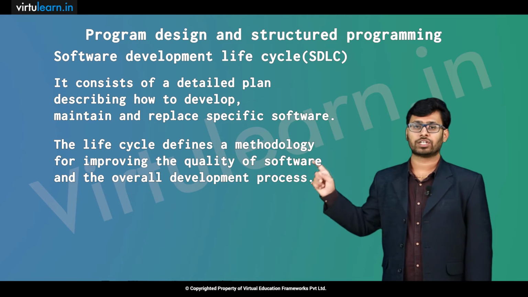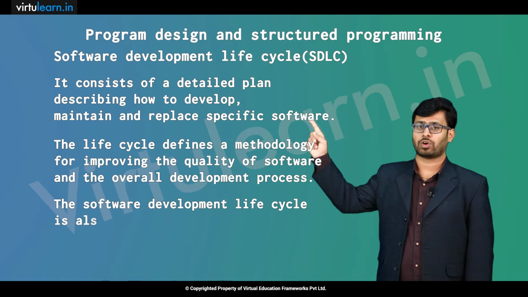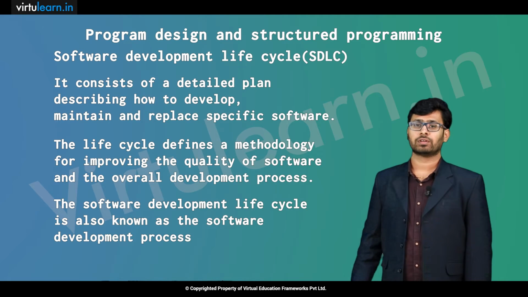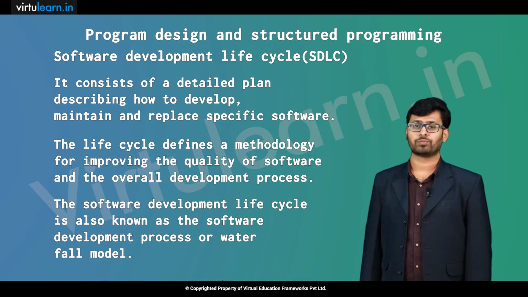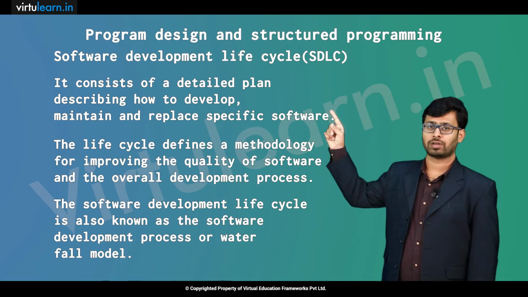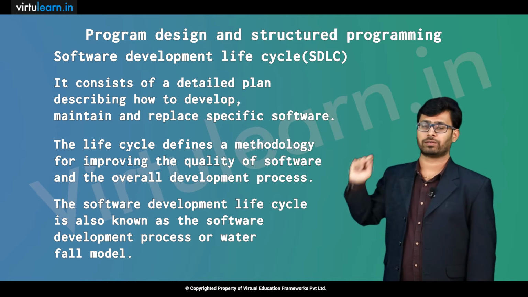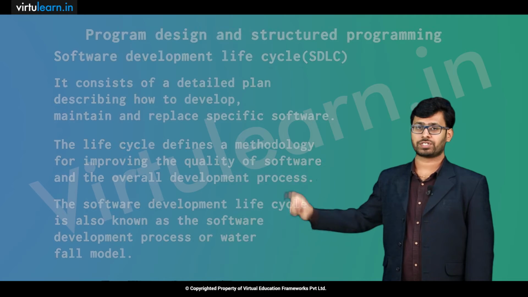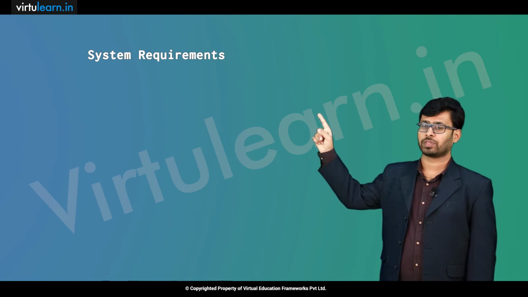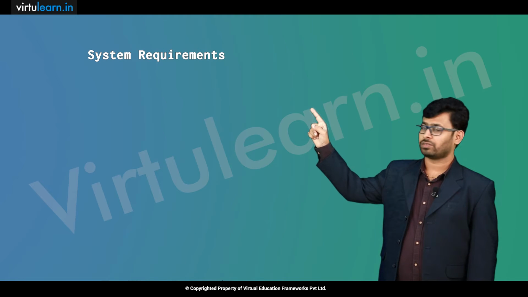software development process. Now let us see how the waterfall model is laid out. The first and foremost step is system requirements. After the system requirements, we need to go for the software requirements. After getting the software requirements, we need to understand and design an architecture. Then after designing the architecture, we need to go for a detailed design.